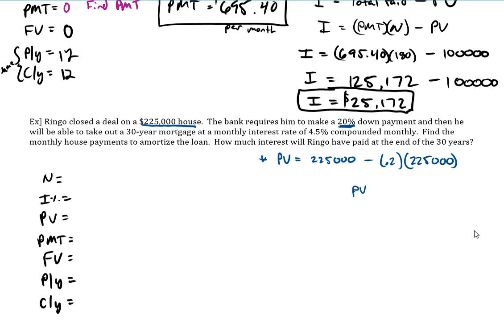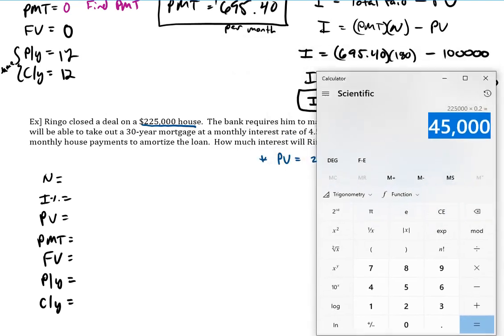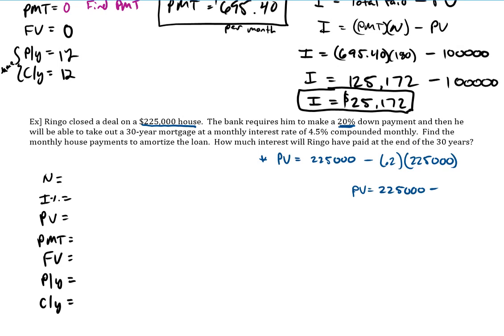So our present value will be $225,000 minus, and I'm just going to use my basic calculator again. 225,000 times 0.2. So this $45,000 is what is required by the bank to get the loan started. Usually they make you pay a large amount before they give you the loan. So it's like, hey, can you pay this amount first?